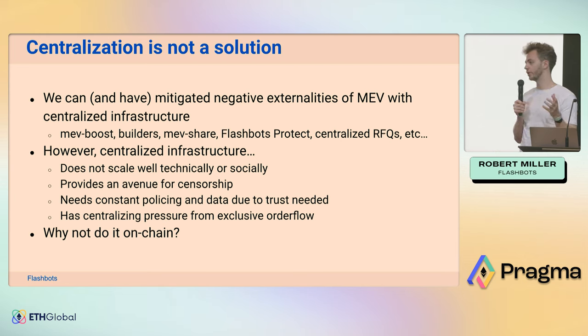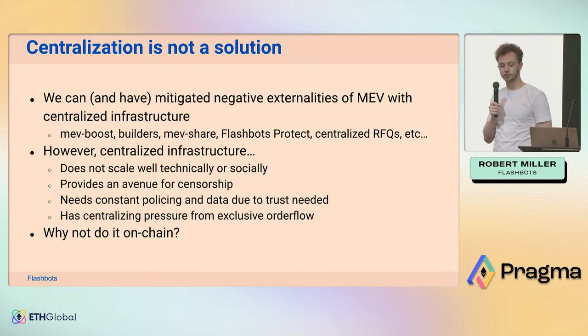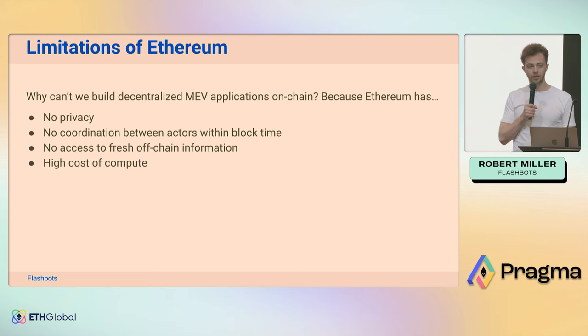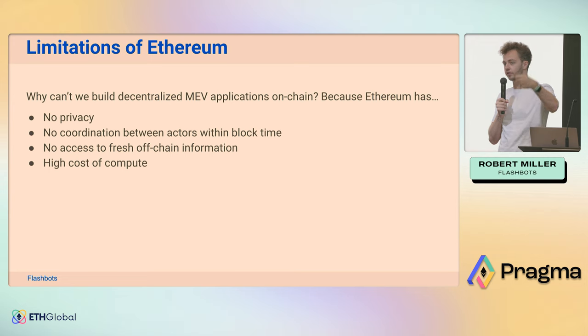Why do we not just implement all of this stuff as smart contracts is one question you might ask. And that's largely because Ethereum is limited in some specific ways, which is fine. It's limited for the kind of things that it's doing. But as an example, it has no way to handle private information. If you are trying to get a transaction included on Ethereum, there's no way for you to send that privately to Ethereum before it's processed. You can't coordinate with actors within block time, so there's no way for you to agree that someone pays you to backrun your transaction on Ethereum.